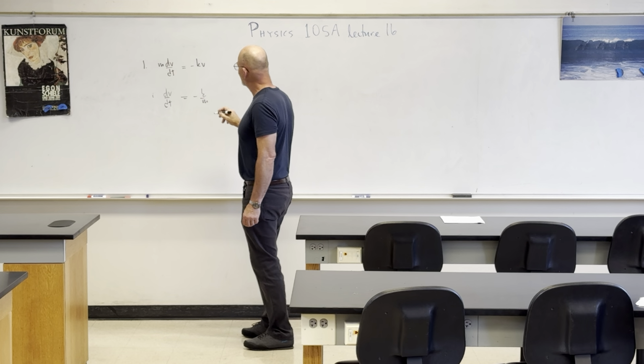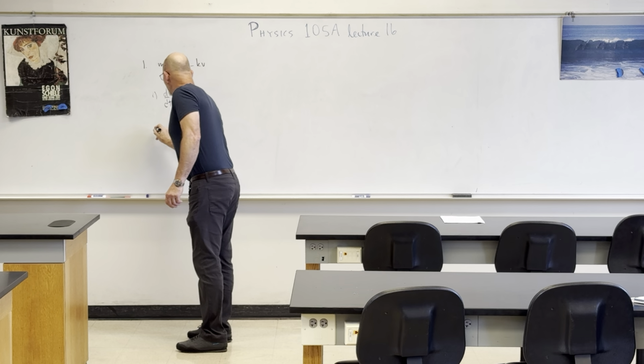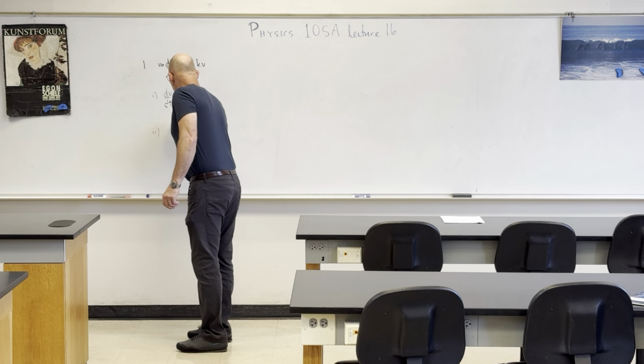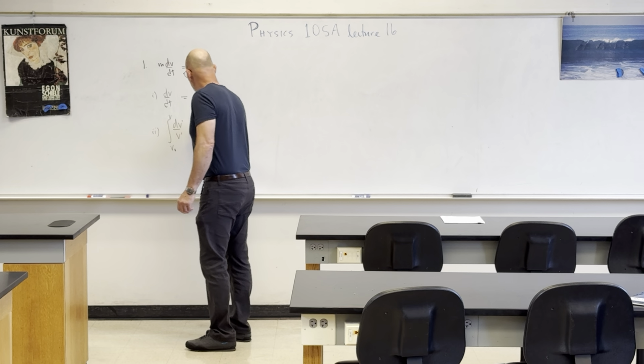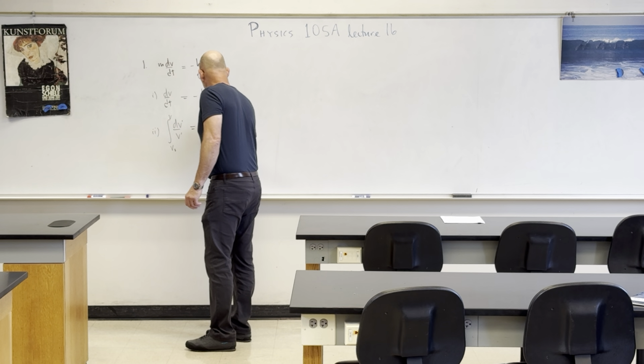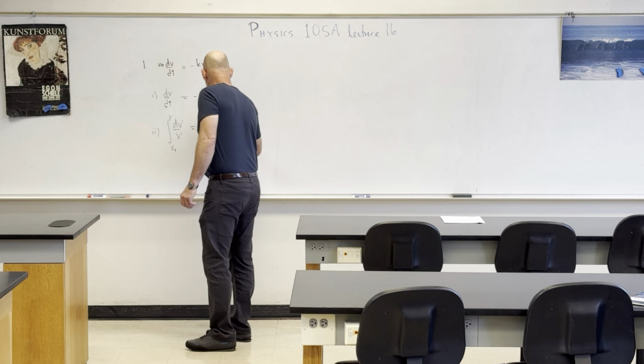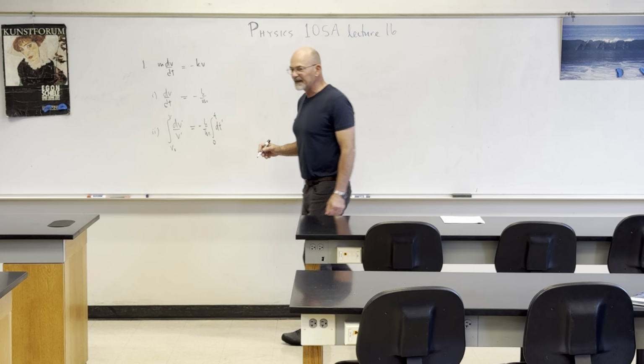And then separate variables. So we're going to take this very literally. So you've got dv divided by v. We're going to prime them from v0 to v. It's going to be minus k over m dt. And you know, we can go ahead and do 0 to t, that doesn't matter.